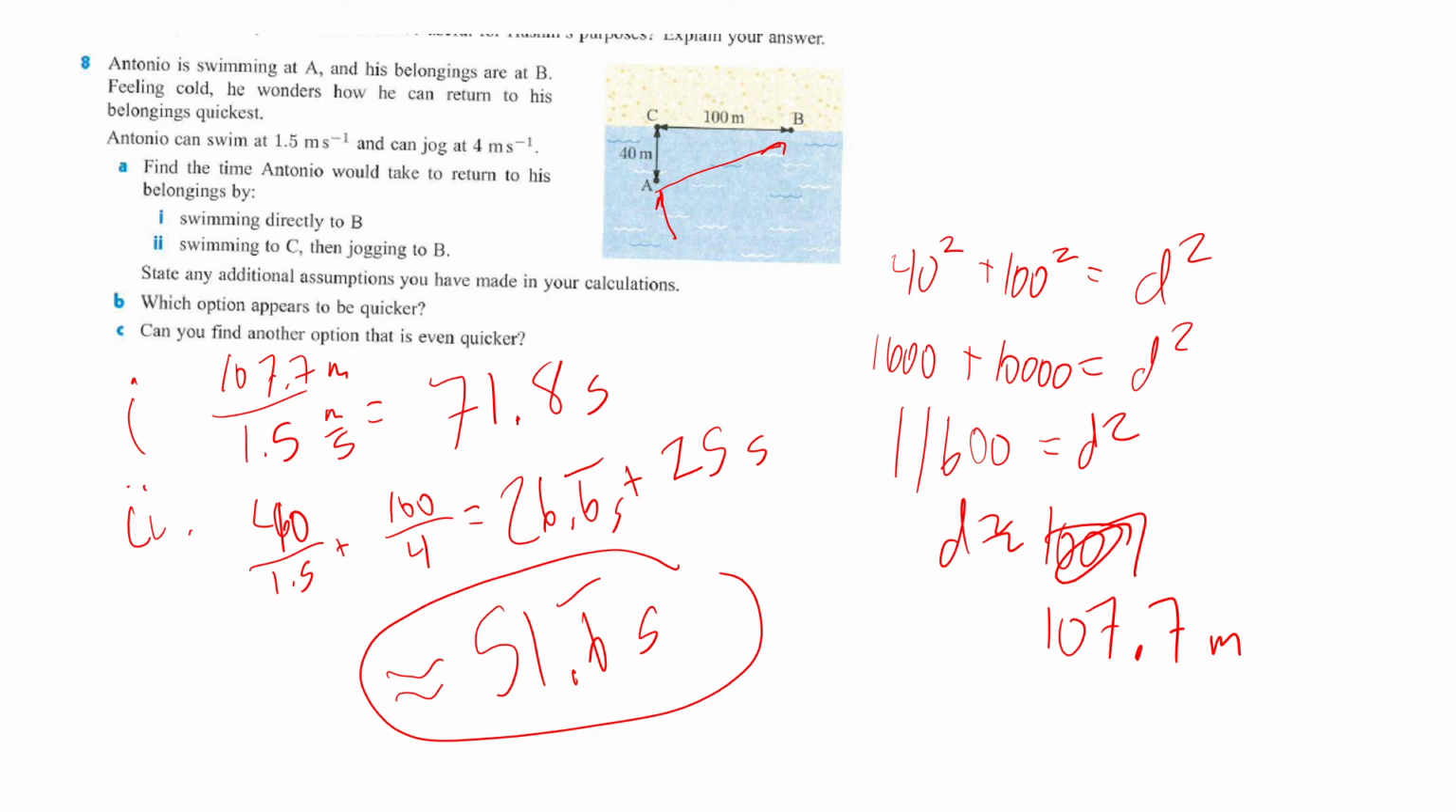So swimming to the shore and then jogging seems to be the quickest. Number C, can you find another option that is even quicker? I think we might explore this a little bit in class, so we might come back to this question in class. All right, y'all. Good luck.